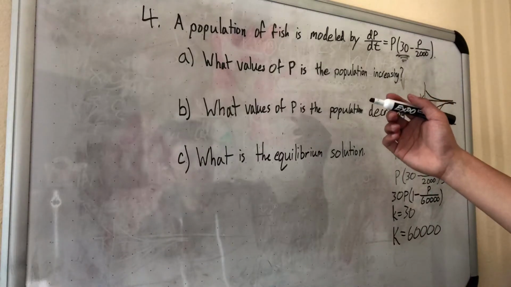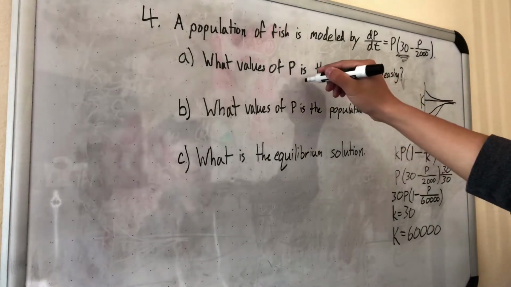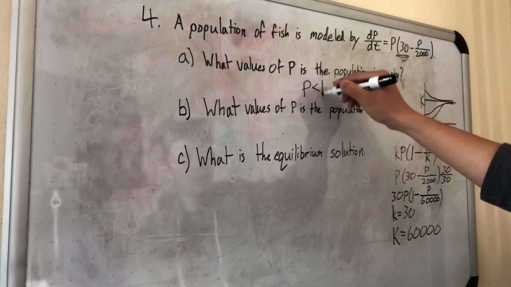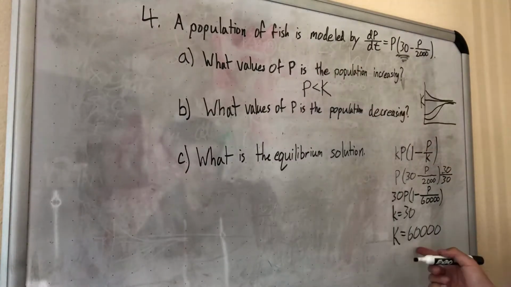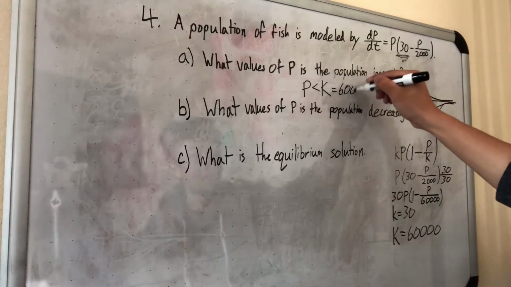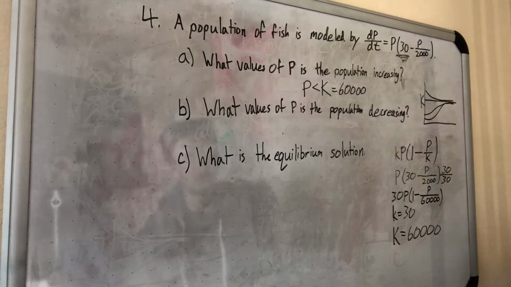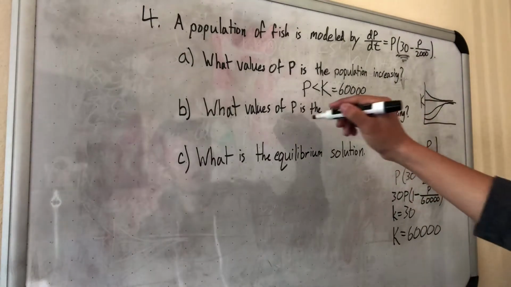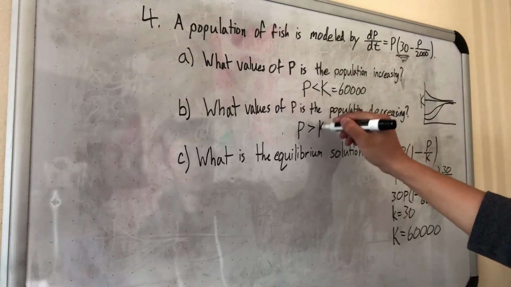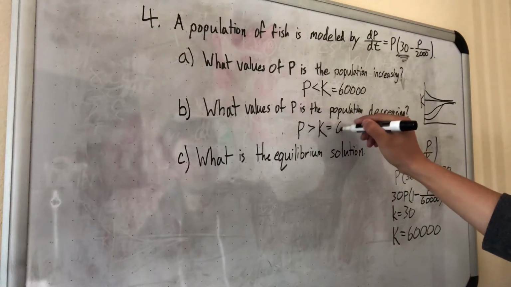So what values of P is the population increasing? P is increasing when it is less than K. And in this case, K equals 60,000. Likewise, for part B, what values of P is the population decreasing? It's decreasing when P is greater than K, which equals 60,000.